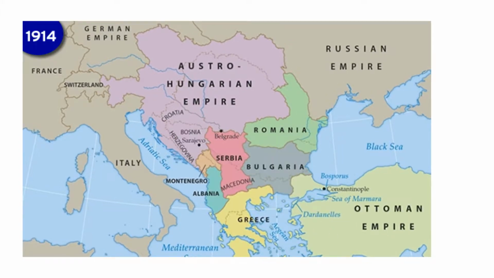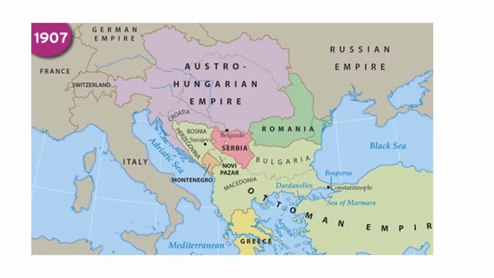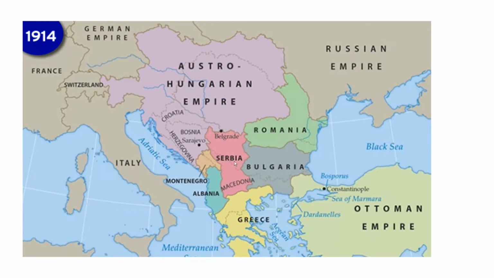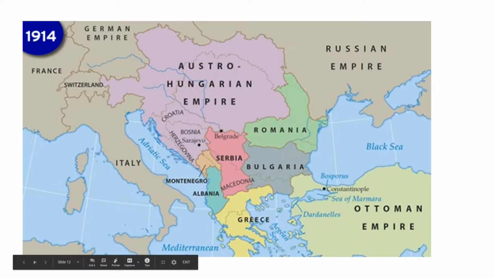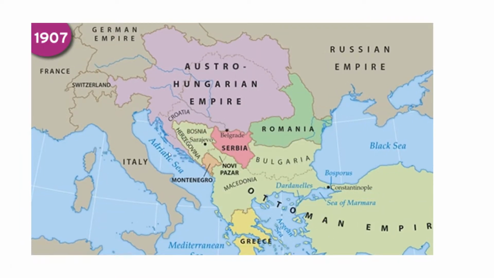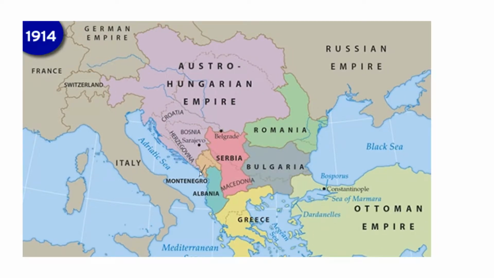You've got Serbia expanding south, right? In 1907 they're fairly small, but they've almost doubled in size by 1914. We've got Bulgaria becoming its own country, breaking away from the Ottoman Empire over here to their southeast. You've got Greece expanding north. You've got the creation of Albania. But possibly the most important change when it comes to starting this war is going to be right here. We've got this area called Bosnia being taken over by the Austro-Hungarian Empire.